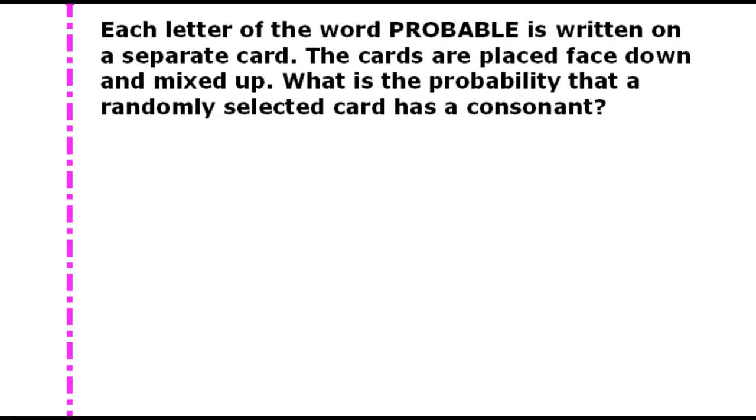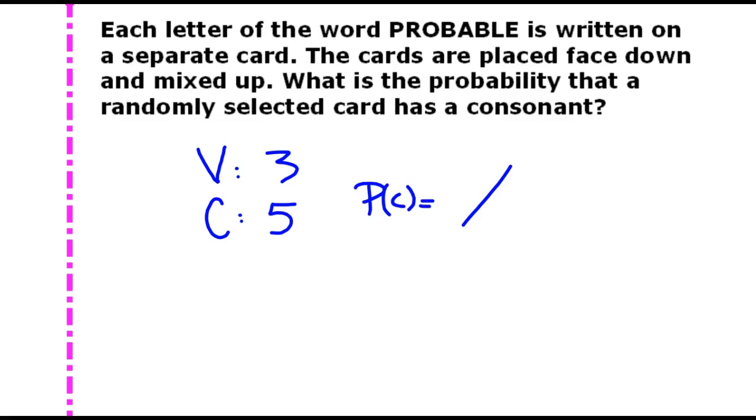Here's another one. Take all the letters in the word probable, cut them out, put them on little pieces of paper. What's the probability you pick a vowel? Well, or a consonant? How many consonants are there? I believe there's 5. And how many vowels? 3. O, A, and E. So out of the total 8 letters, what's the probability of picking a consonant? Maybe 5 out of 8. Makes sense?